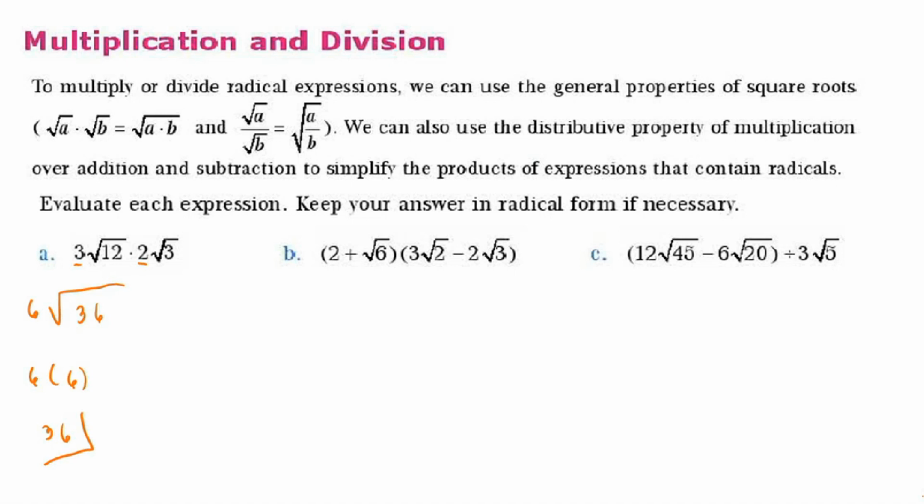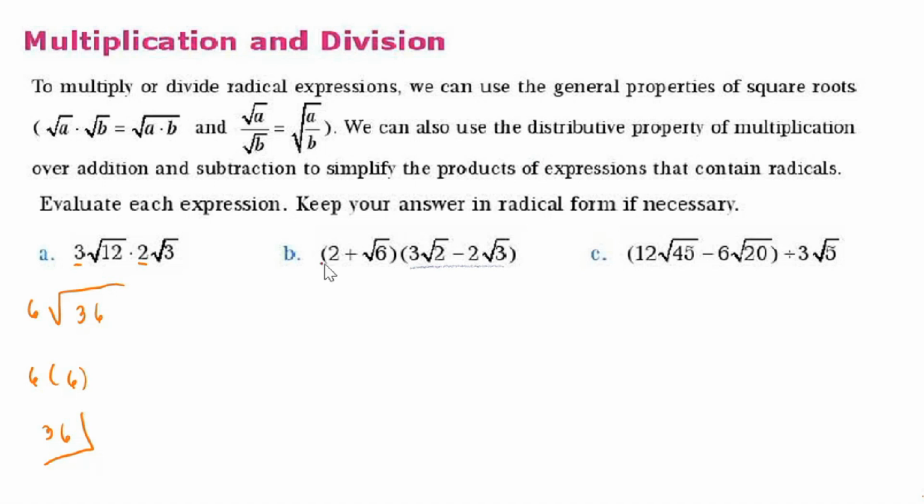What about letter B? We have 2 plus square root of 6 times 3 square root of 2 minus 2 square root of 3. So in that case, we are going to use the distributive property. Take note, this term is a binomial. We have 2 plus square root of 6, and this one is also a binomial. Okay, so let's multiply first.